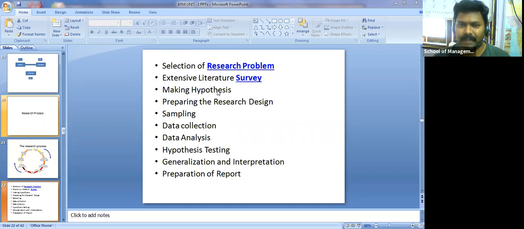Now after that what we do is make hypotheses, right? Maybe a null hypothesis and an alternative hypothesis based on your objectives. Fine, clear. Now after making hypotheses, then preparing a research design. So you are going to create your research design, right? Research design is a planning. Okay, so indirectly we may say research design is planning.